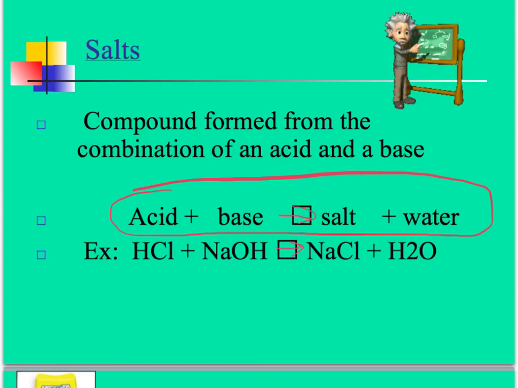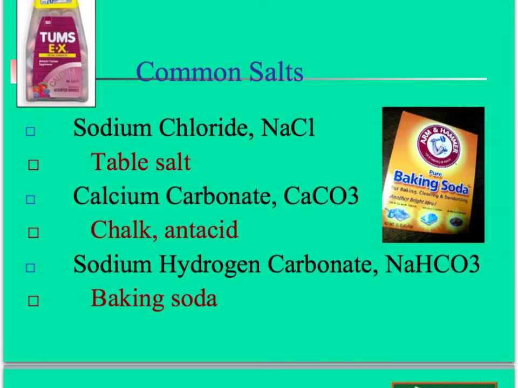And then we have an example down here. We've got hydrochloric acid plus sodium hydroxide gives us sodium chloride, which is salt, and H2O, that's water. Some common salts are sodium chloride, which is table salt, calcium carbonate, which is chalk, and it's also used in antacids. And then we have sodium hydrogen carbonate, which is baking soda.